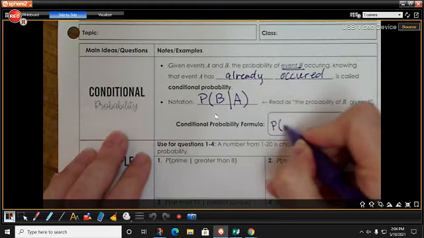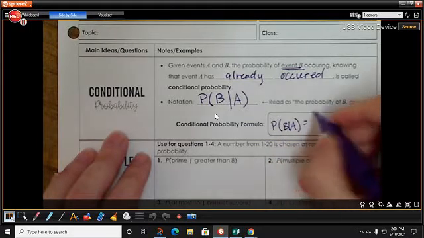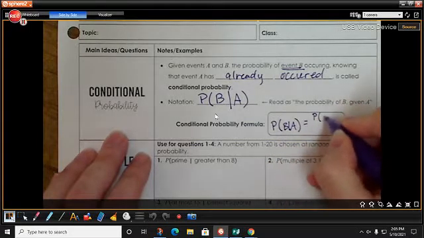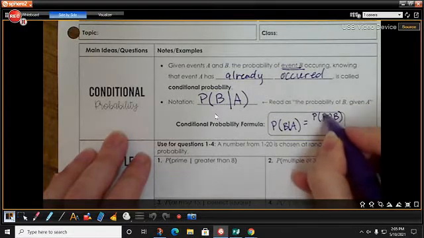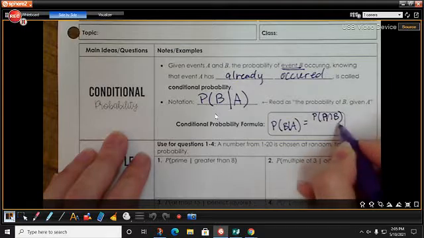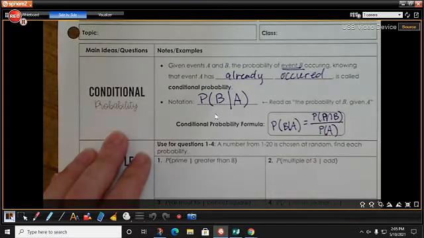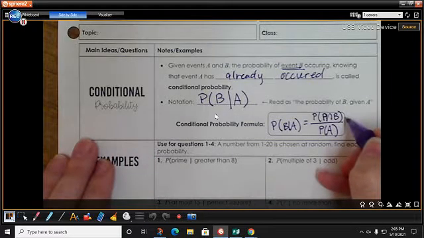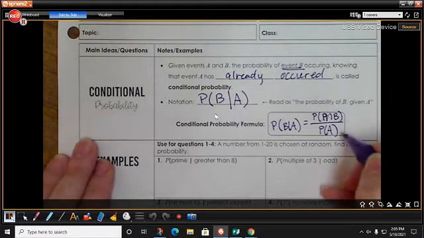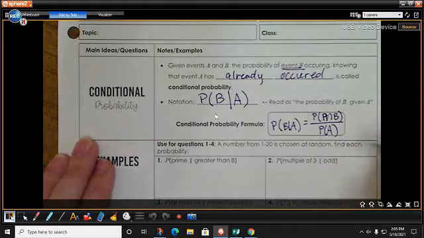Finding the probability of B given A is done by taking the probability of both things happening. This is supposed to be an A given B. So just what we found before, our compound probability, out of the probability that A will happen. So it's the probability of B happening after A, given that A has already happened. This is your formula for that.